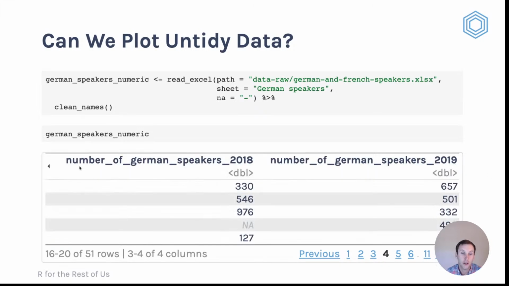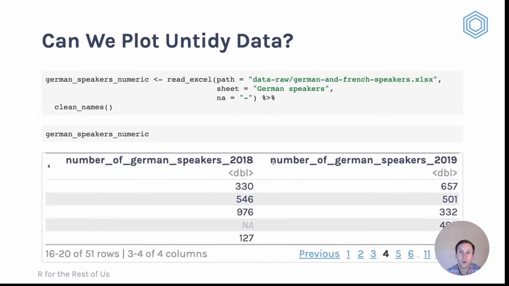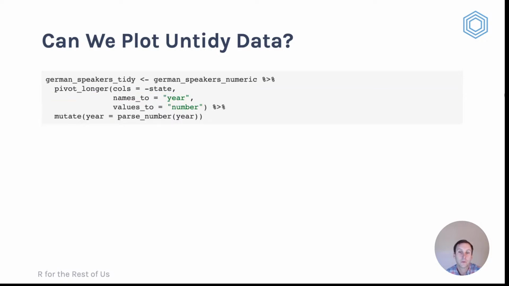Well, I could if I wanted to just show 2017. But then what if I wanted to do a small multiple chart that showed 2018 and 2019? I can't actually do it using the data in the format that it's in right now because there's no single variable that I can put for my y. And so as a result, we can't plot in the way that we want to.